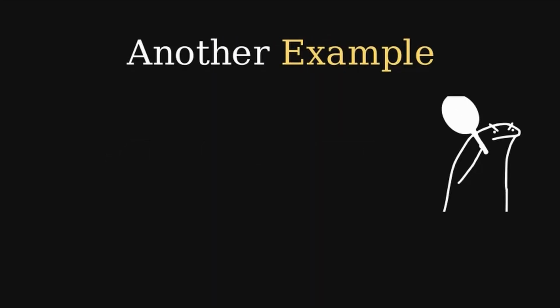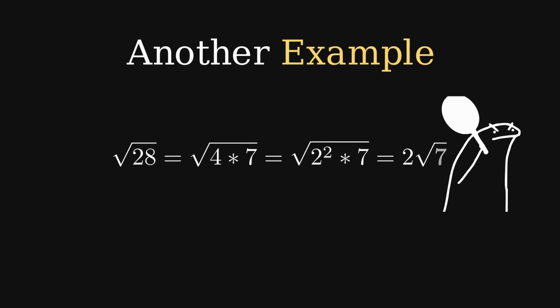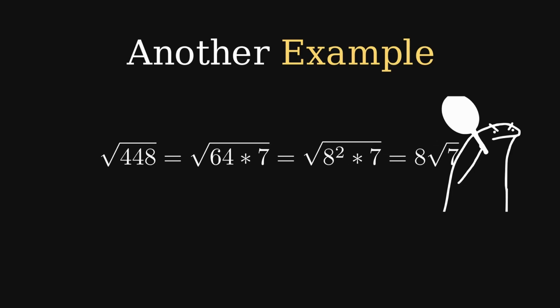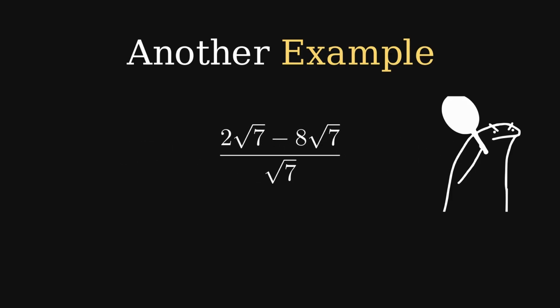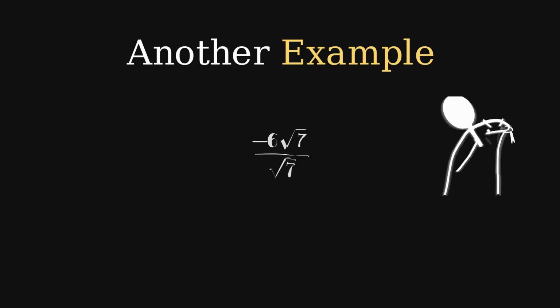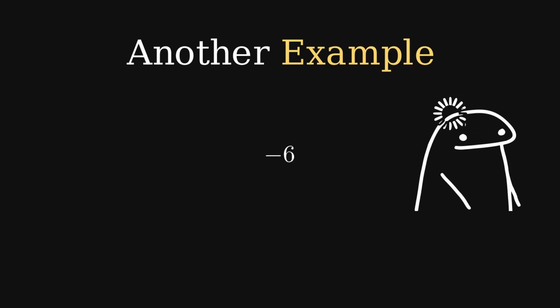Now with all that we've learned, we can take a really hard question. Look at this now. It looks nothing like the other examples, but at the same time, it is. Root 28 is basically root 4 times root 7, and that's 2 root 7. Root 448 is root 64 times root 7, and that's 8 root 7. So the fraction becomes 2 root 7 minus 8 root 7 over root 7, and that's equal to minus 6 root 7 over root 7. Root 7 cancels root 7, and that whole complex fraction is just one number, and that's 6.